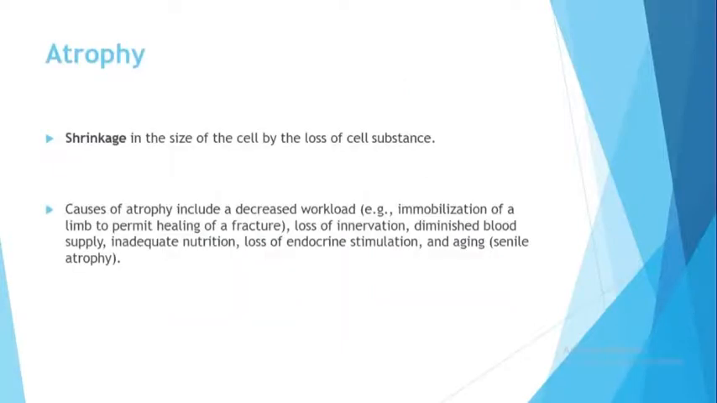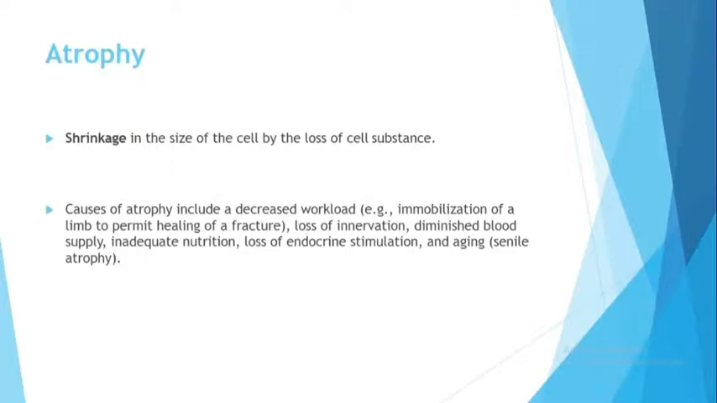Now we're going to discuss atrophy. So atrophy is the opposite of hypertrophy. In hypertrophy, there is an increase in the size of an organ because of an increase in the size of cells. And in atrophy, there is a decrease or shrinkage in the size of an organ because of shrinkage or decrease in the size of cells. And this occurs by the loss of cellular substance.